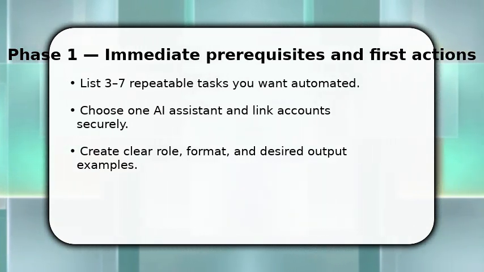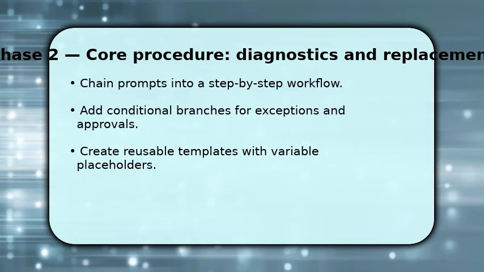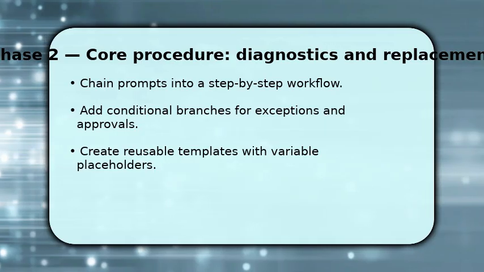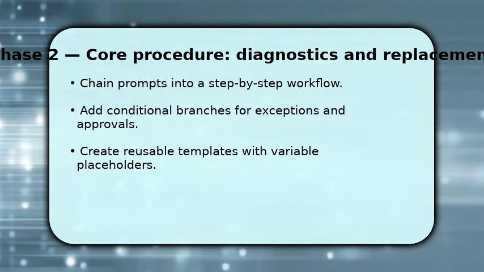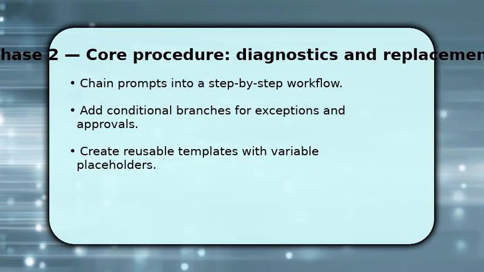Next, assemble those prompts into an actionable workflow. Map step 1 to step 2 and define outputs that feed the next prompt. Once connected, add conditional branches for exceptions, approvals, or retries. This handles real-world variability and prevents failure cascades.